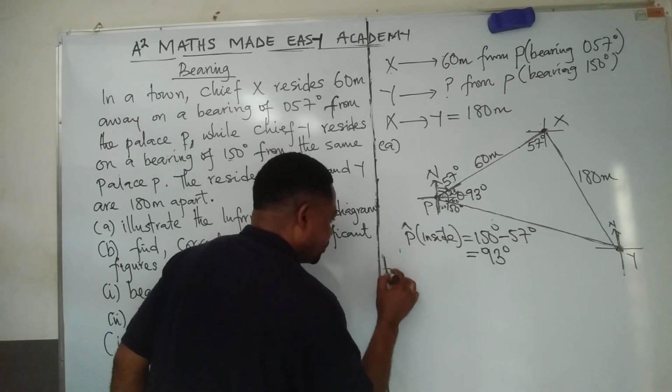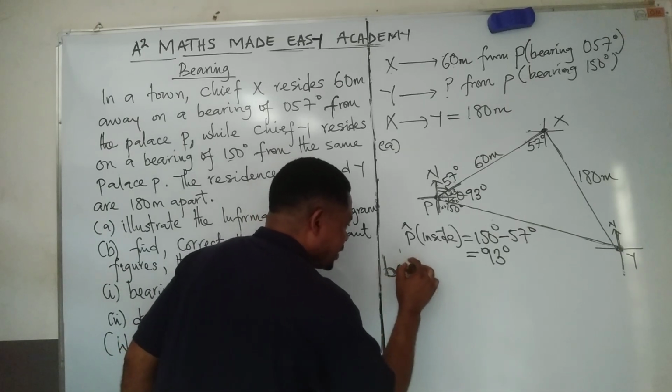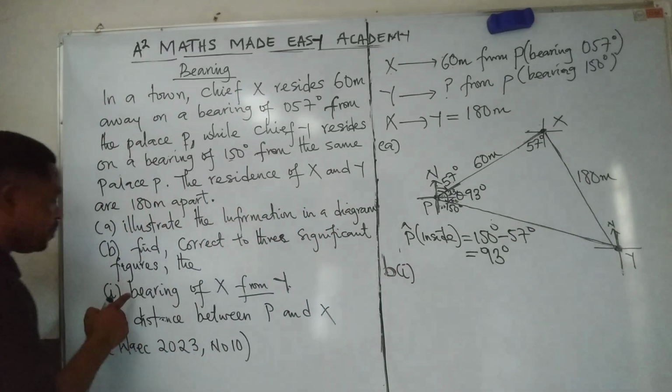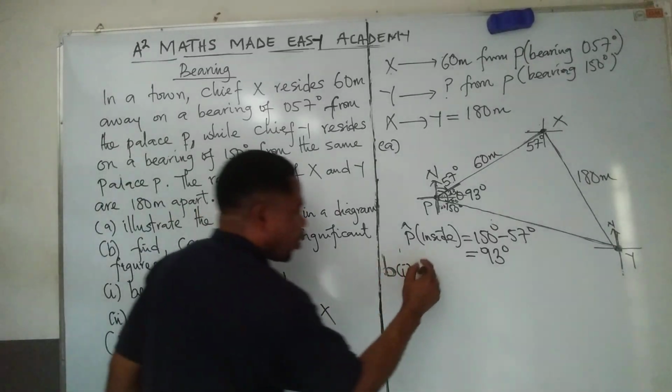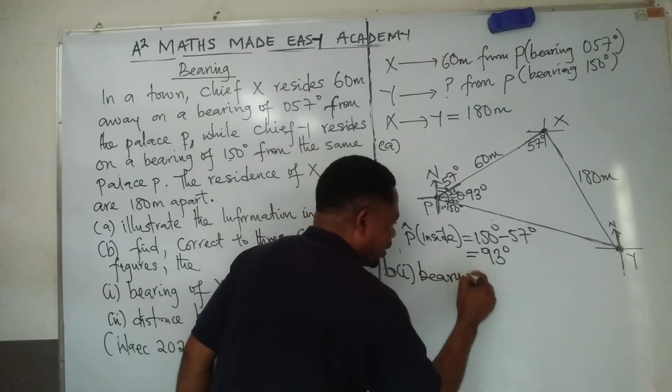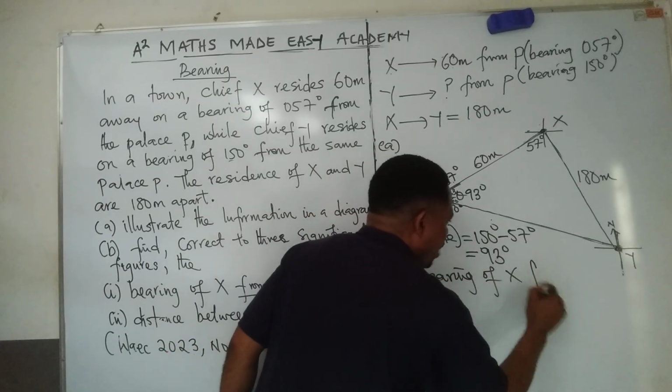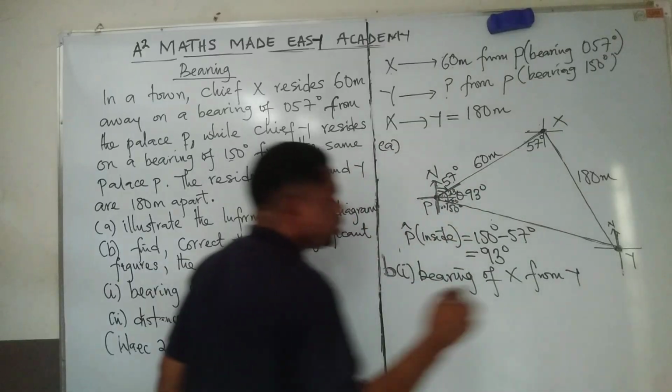Which is B? Are you with me now? And that thing is B(i). What did they say in B(i)? That we should find the bearing of X from Y. Now look up. We are looking for the bearing of X, then from Y. I want you to observe this.